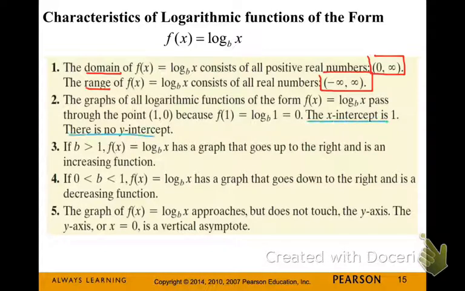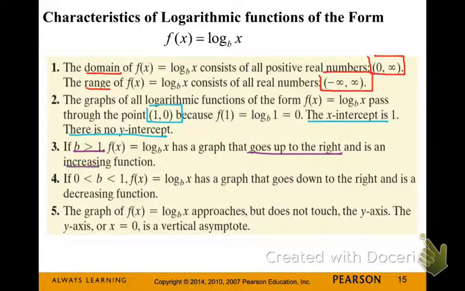Similarly, just like the exponential had a y-intercept at 1 every time, for the opposite, the log function will have an x-intercept at 1, at 1, 0. And since we have that vertical asymptote on the y-axis, this means we have no y-intercept.